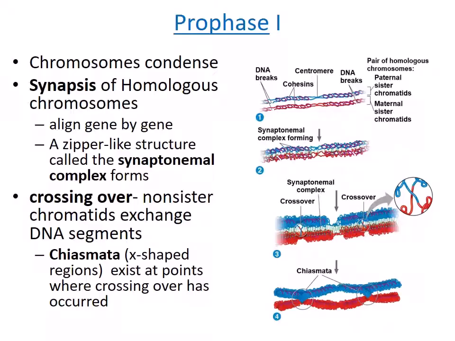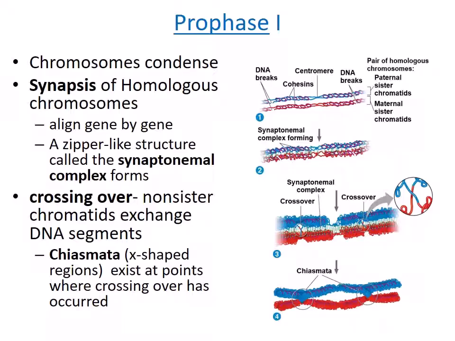If we start with prophase 1, just like in prophase of mitosis, the chromosomes condense and the nuclear envelope dissolves, but now we have synapsis of homologous chromosomes. Remember, homologous chromosomes were like the 2 chromosome 1s. The chromosome 1s get together and align gene by gene, and the zipper-like structure called the synaptonemal complex forms.